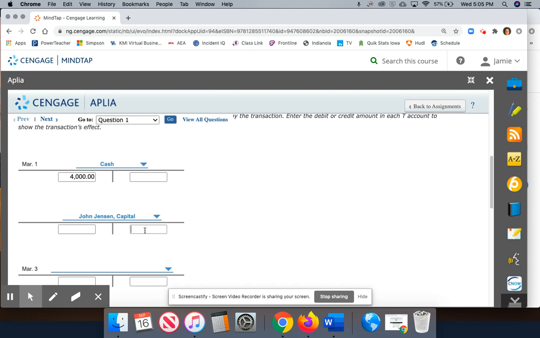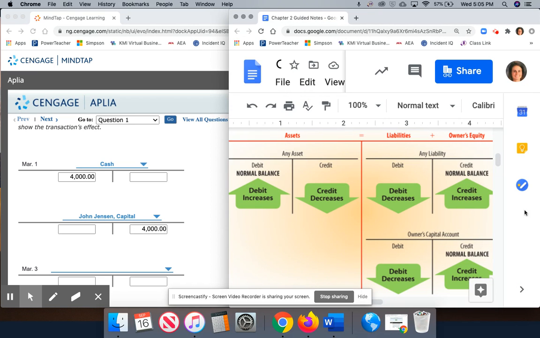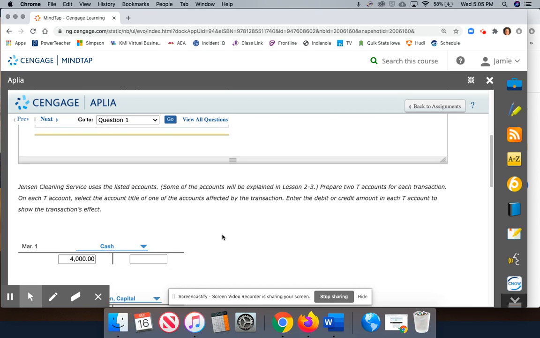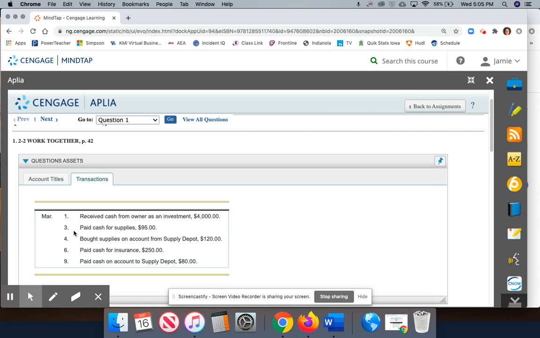We're going to also increase the capital account. If we look back at our chart here, owner's capital account increases, also known as the normal balance, with a credit. So we're going to credit 4,000. Our left side equals our right side. Debits equal credits. We're good to go. That's transaction number 1.